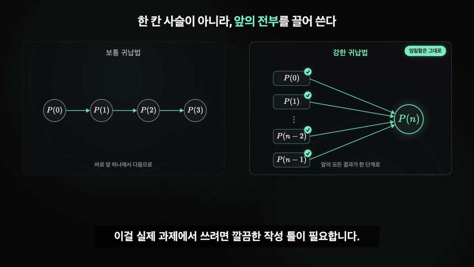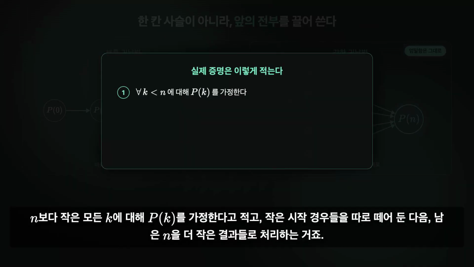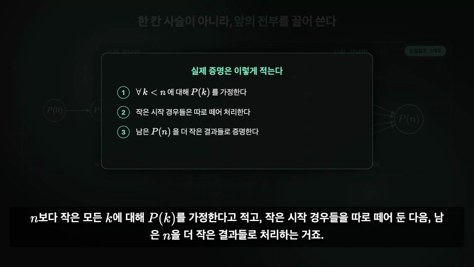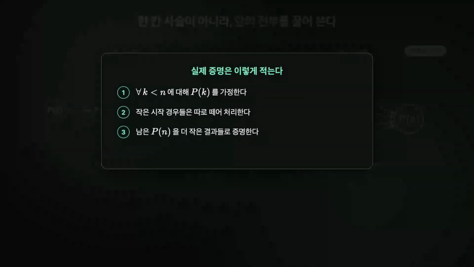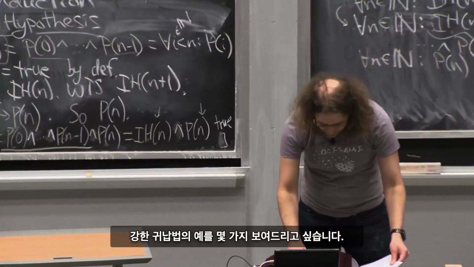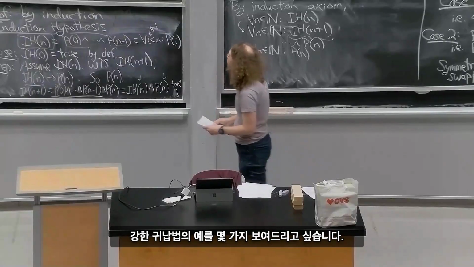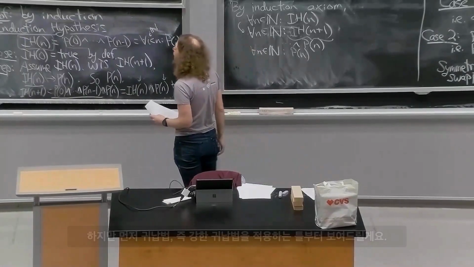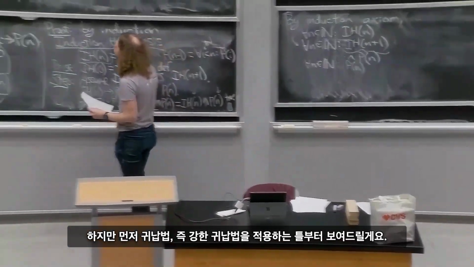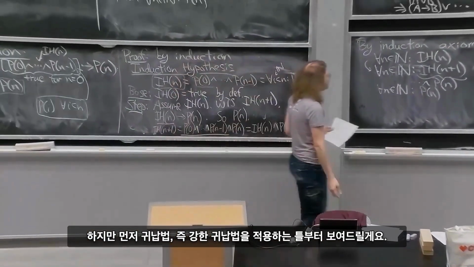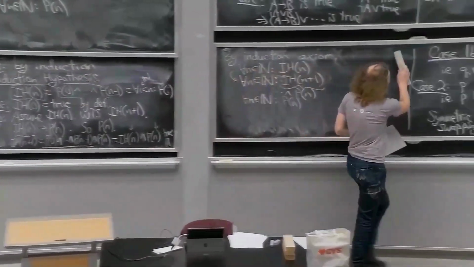이걸 실제 과제에서 쓰려면 깔끔한 작성 틀이 필요합니다. n보다 작은 모든 k에 대해 Pk를 가정한다고 적고 작은 시작 경우들을 따로 떼어둔 다음 남은 n을 더 작은 결과들로 처리하는 거죠. I think I'd like to show you some examples of strong induction, but maybe first I should show you a template for applying induction, strong induction.